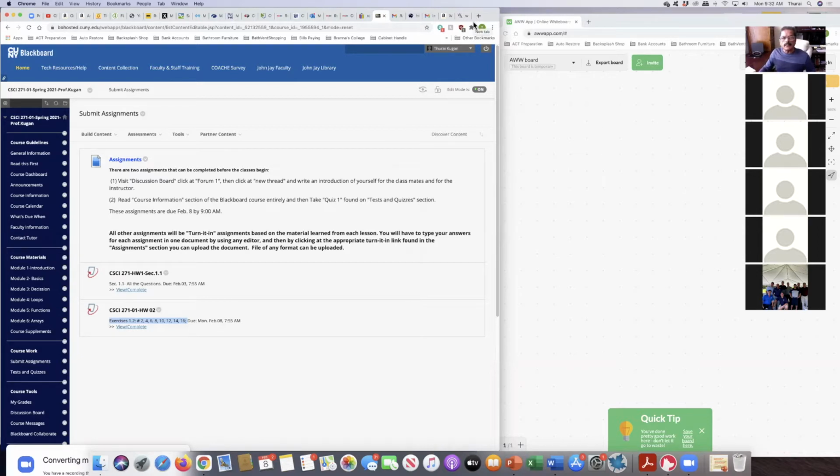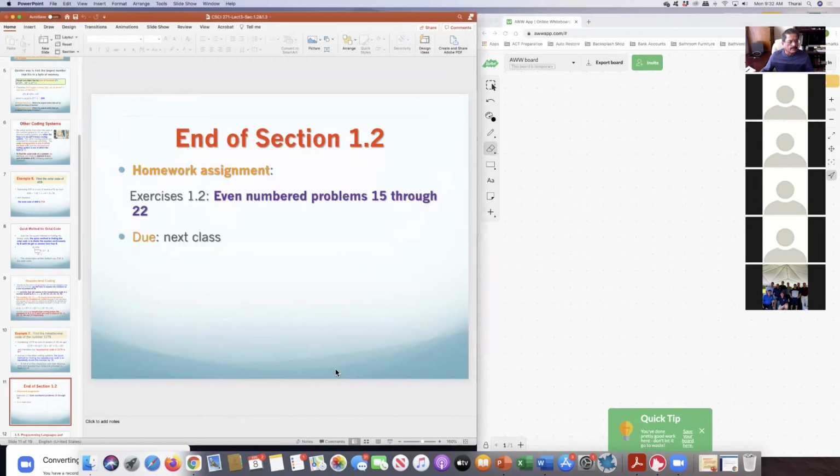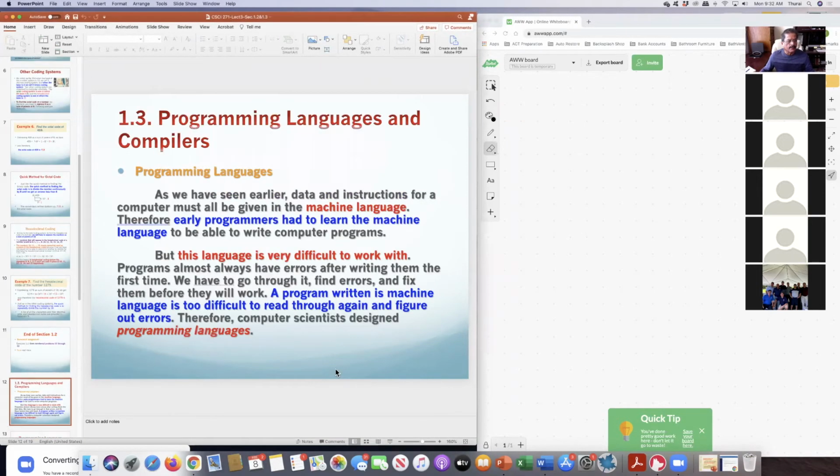Okay, all right. So going back to the presentation, we finished section 1.2. So going on to 1.3, the programming languages and compilers.